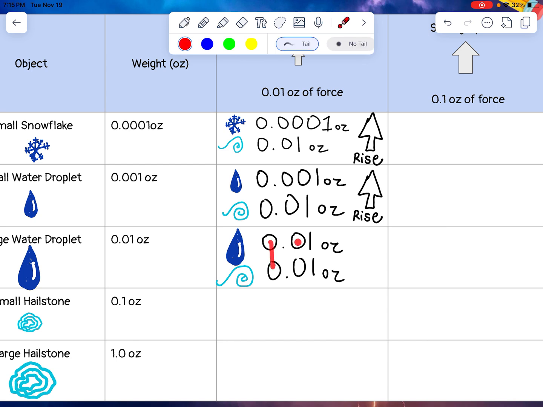0, 0, it's a tie. 1, 1, it's a tie. The water droplet isn't going to rise. Because it's perfectly tied, it just stays suspended. There's a word for that. It says suspended. Just stays in the same spot.